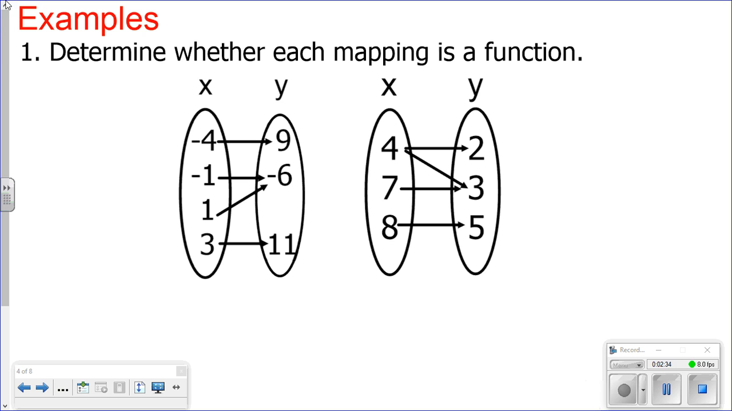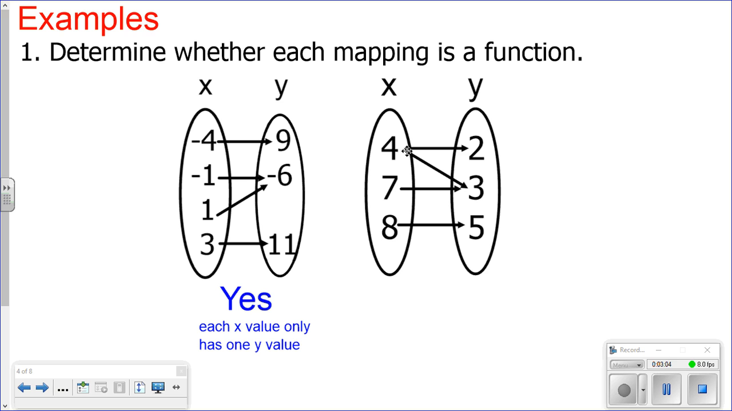So determine whether each mapping is a function. Looking at my ordered pairs, I have (-4, 9), (-1, -6), (1, 6), and (3, 11). I don't have any duplicate x values going to different y values. So it's okay that I'm using that y value twice, but I cannot use the x value twice. So each x value only has one y value.